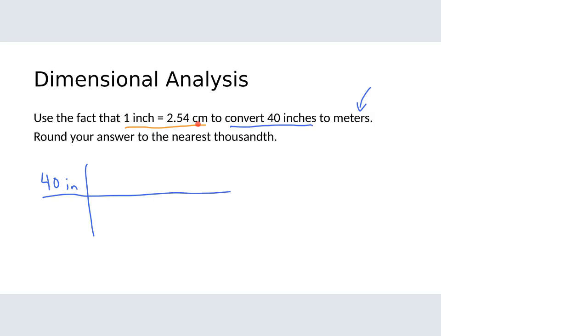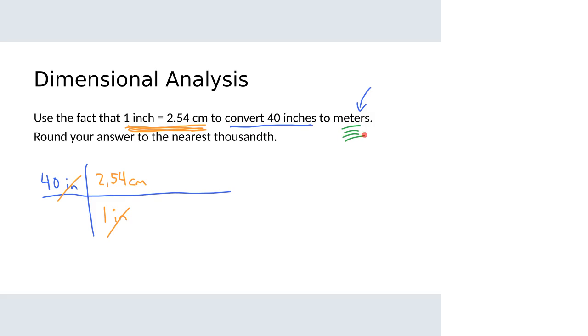So right now I have inches, so I need to use a unit fraction that has inches in it, and that's this one right here. And I'm going to put that 1 inch on the bottom and the 2.54 centimeters on the top, because I want these inches to cancel. Just by doing that, I've converted my inches into centimeters. Thing is, not quite done yet because I'm supposed to convert to meters. So I need to take these centimeters to meters.